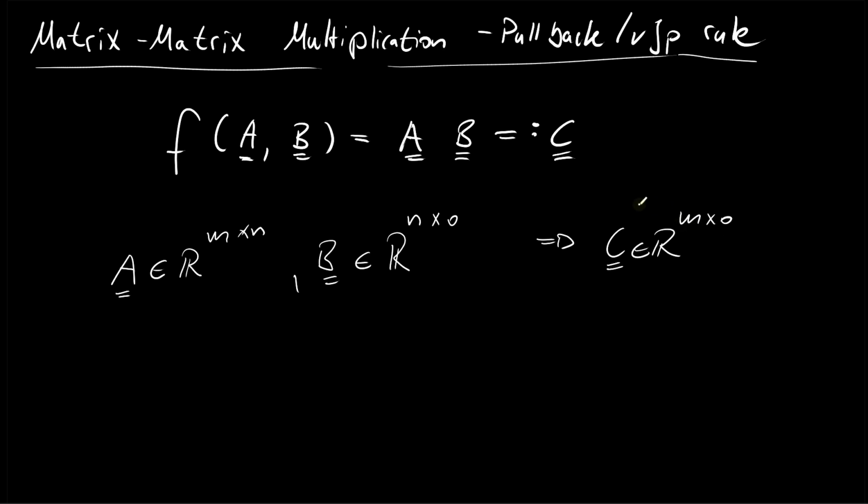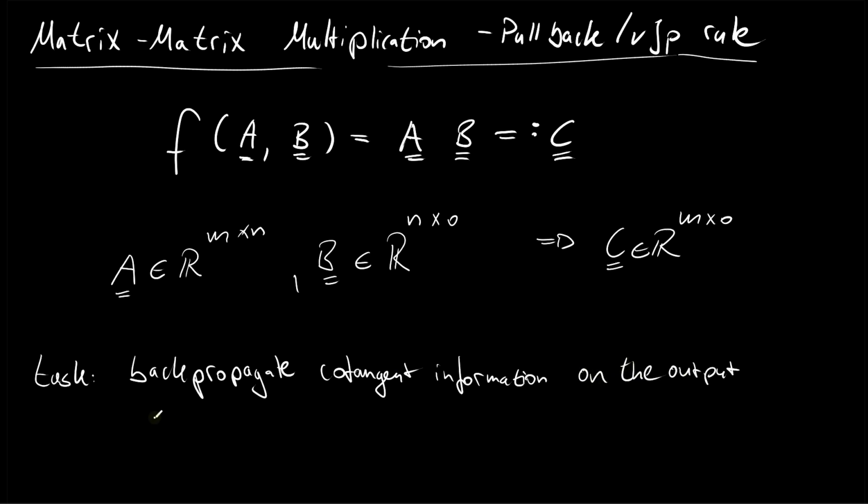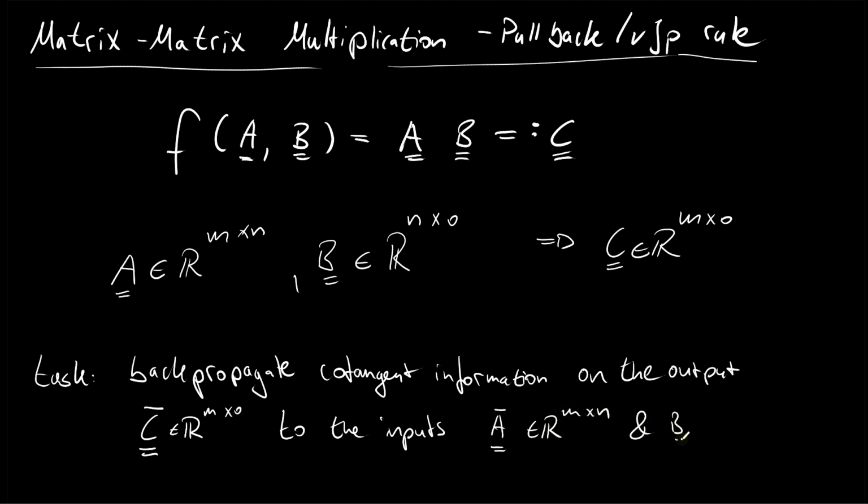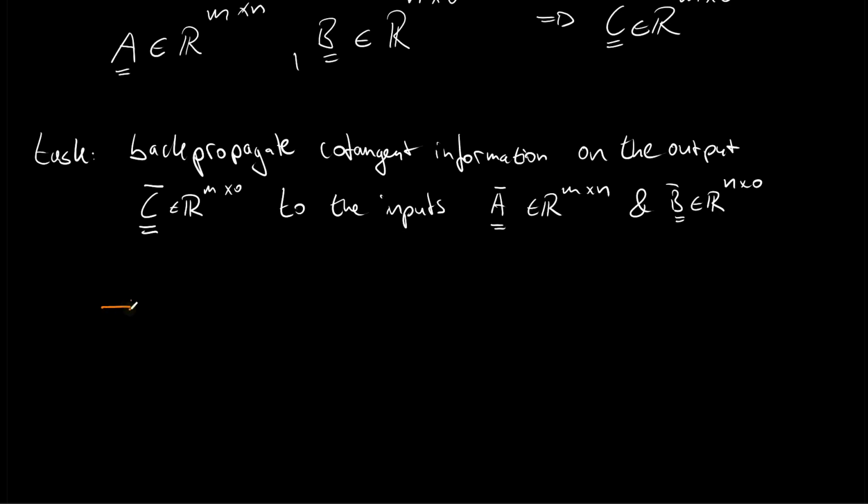For the pullback or the vector Jacobian product rule, we have the task to backpropagate cotangent information on the output, which is given as C matrix with a bar denoting the cotangent here, and this shall be a matrix of the same dimensionality as the output matrix, so it is another m by o dimensional matrix, to the inputs, and those are matrix A bar of the dimensionality m by n, as well as the matrix B bar with the dimensionality n by o.